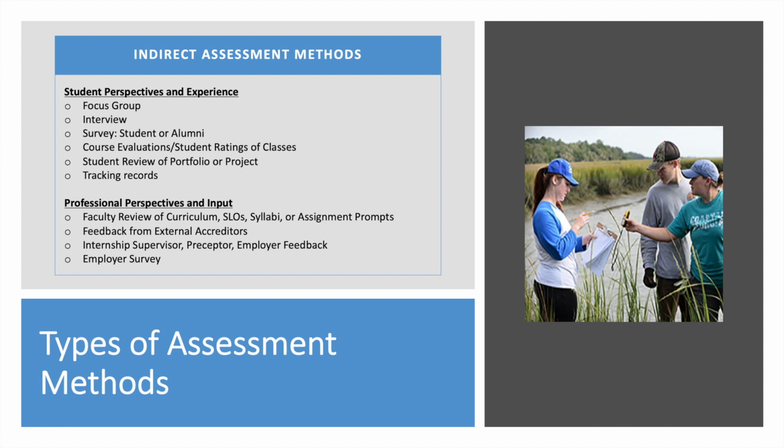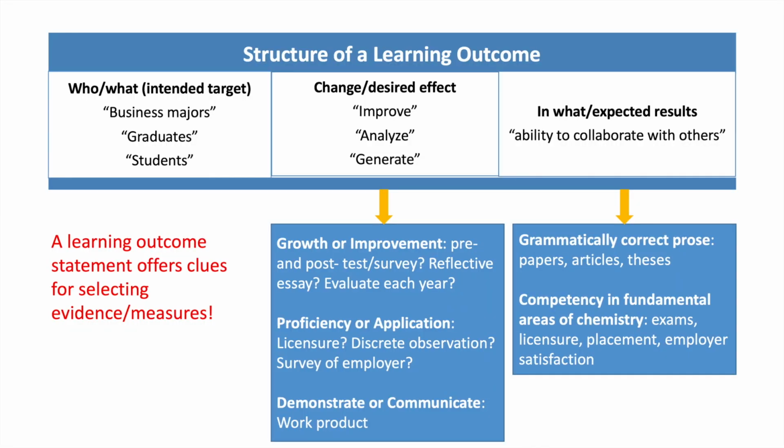To triangulate the assessment data, multiple assessment methods are encouraged, including both direct and indirect measures. As we mentioned before, a learning outcome statement offers clues for selecting measures. For example, the action verb improve means growth or improvement should be assessed. Therefore, a pre- and post-test and/or reflective essay should be considered.